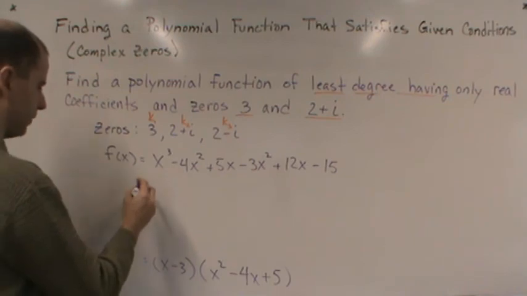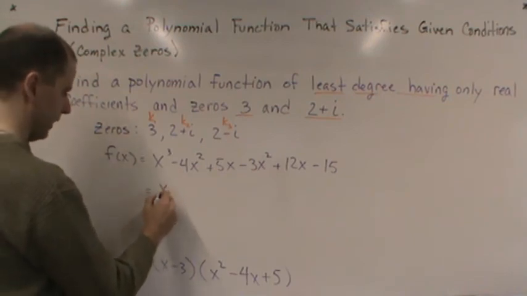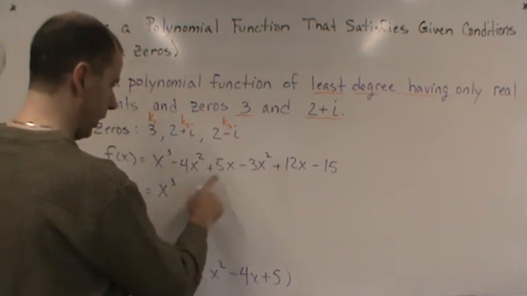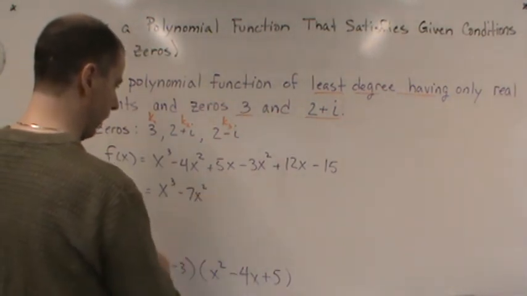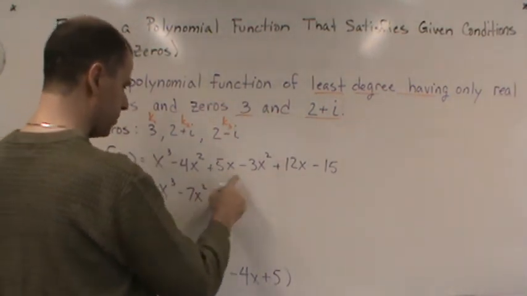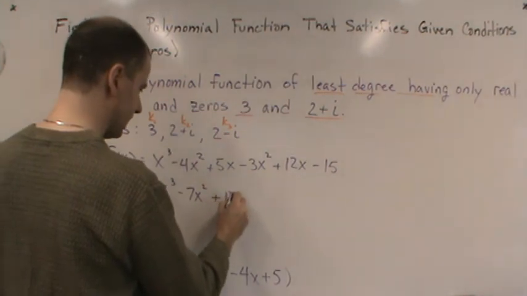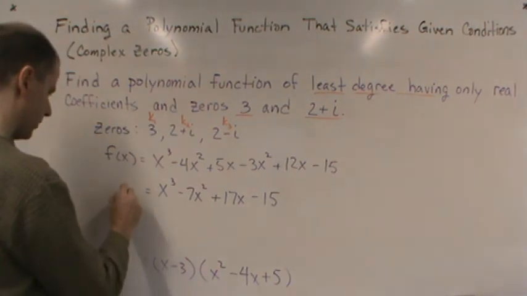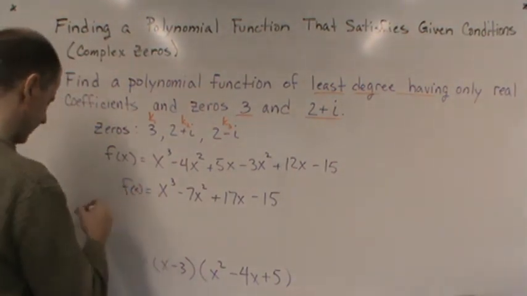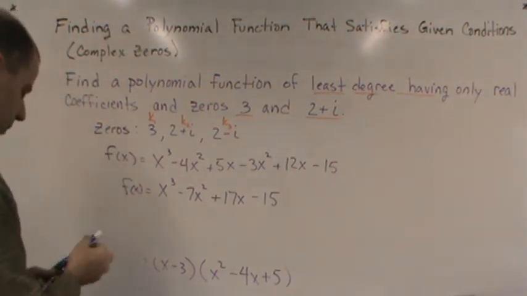And so now I'm going to simplify this thing, and I get x cubed. Well, I get these two. That's going to give me a minus 7x squared. And then these two together give me a plus 17x minus 15. And so I get f of x equals that polynomial.